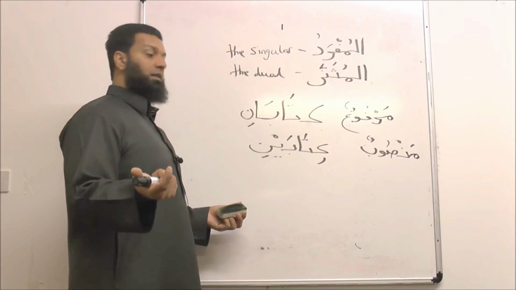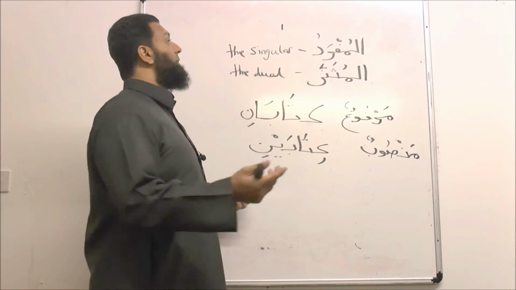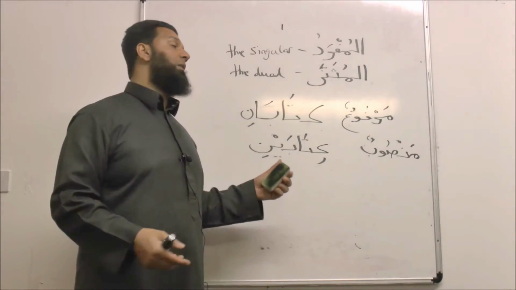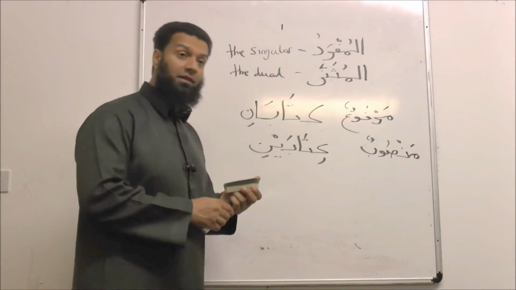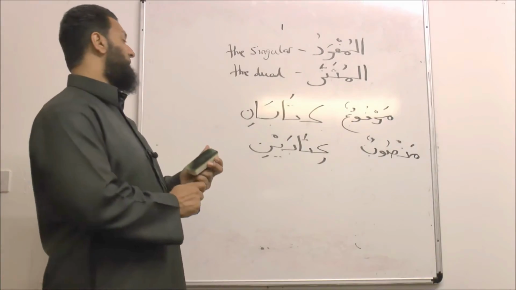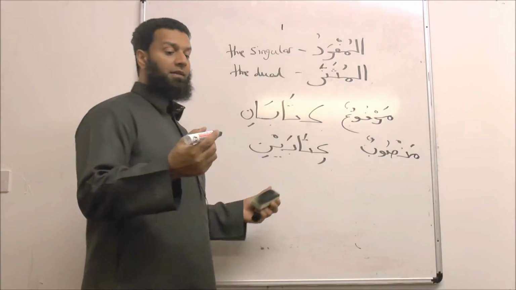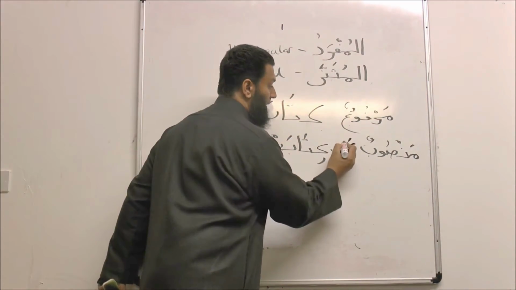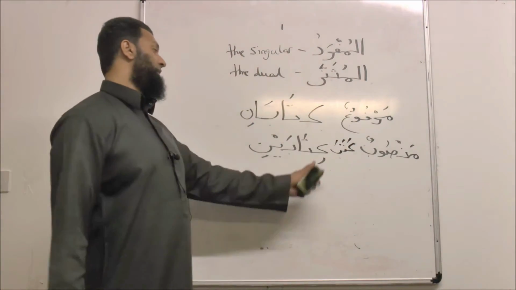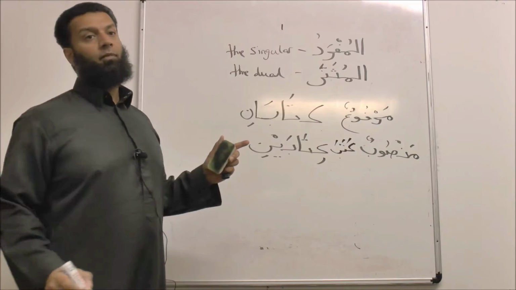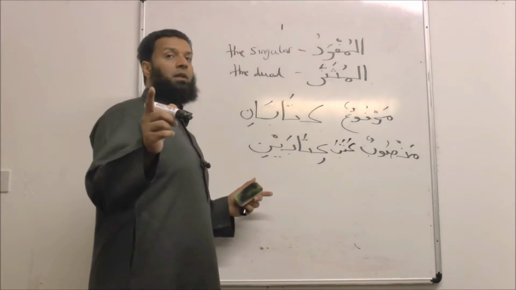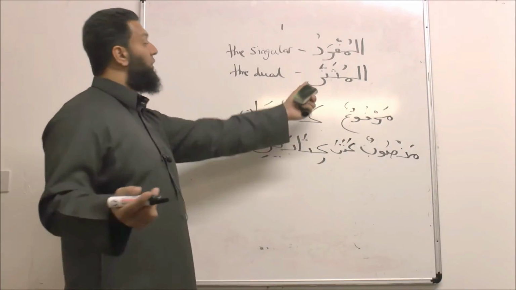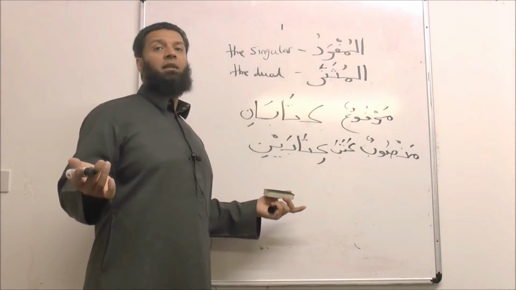Because it's meant to be marfu'un. It's supposed to be marfu'un, but it's not. It is a mansubun. And why is it mansubun? Because something is acted upon it, such as kataba. Kataba kitabaini, He wrote two books. We're doing al-muthanna, he wrote books.